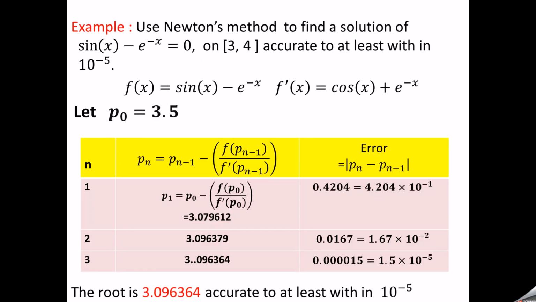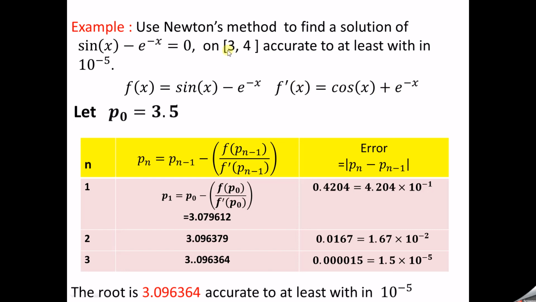In this example, use Newton's method to find a solution of the equation sin x minus e power minus x equals 0 on the interval [3, 4], accurate to at least within 10 power minus 5. The given equation we call f(x). f(x) is sin x minus e power minus x. And in this method, you need the derivative as well. So let us find the derivative of f(x). f derivative x equals cosine x, the derivative of sin x, and the derivative of e power minus x is minus e power minus x. So minus times minus will be plus, plus e power minus x. This will be the derivative.